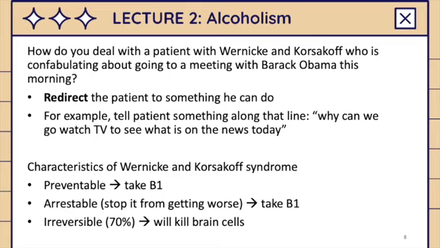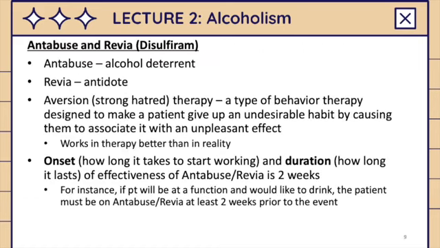All right, let's turn the page and talk about some drugs that have to do with alcohol. Antabuse or Revia. Does anybody know the generic name for these drugs? Disulfiram. Number one, it is aversion therapy. It's a form of aversion therapy.